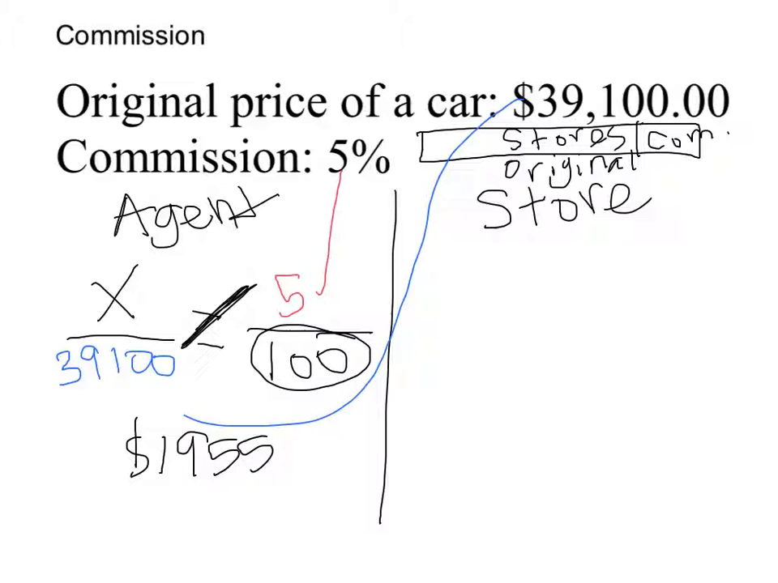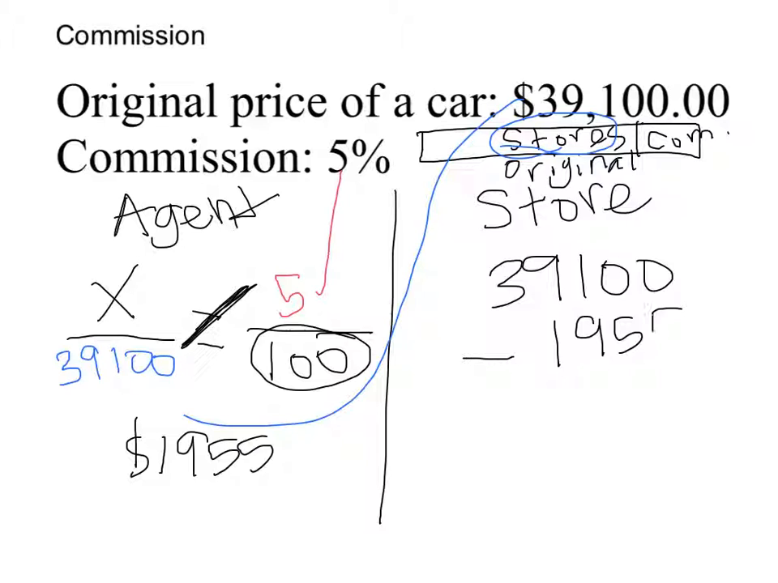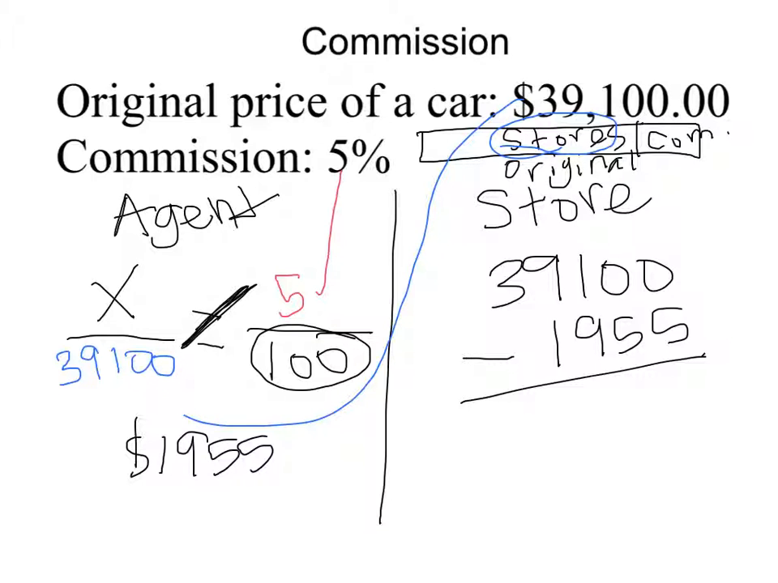Finding what the store makes is super simple now that we know how much the agent makes, because remember, it's just one piece of the whole. So we're going to take the original amount, 39,100, and subtract how much the agent makes, and that's going to give us how much the store makes. In this case, the store is going to make $37,145. And that's all you have to do.